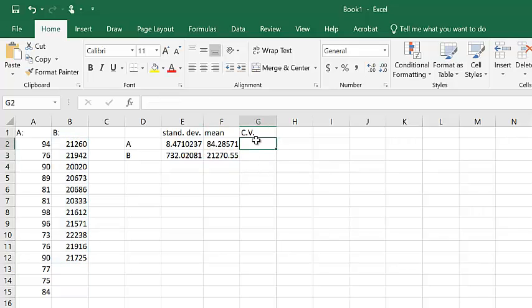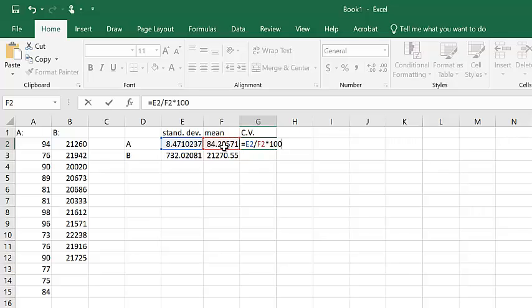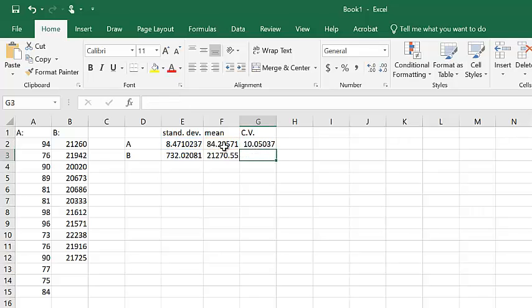Now to find the coefficient of variation, equal sign again, then I want to take the standard deviation for A, divide it by the mean for A, and then multiply it by 100 to change that to a percent. Now for the second set, equals, choose the standard deviation over here, divided by the mean, and multiply that by 100 to change that to a percent.